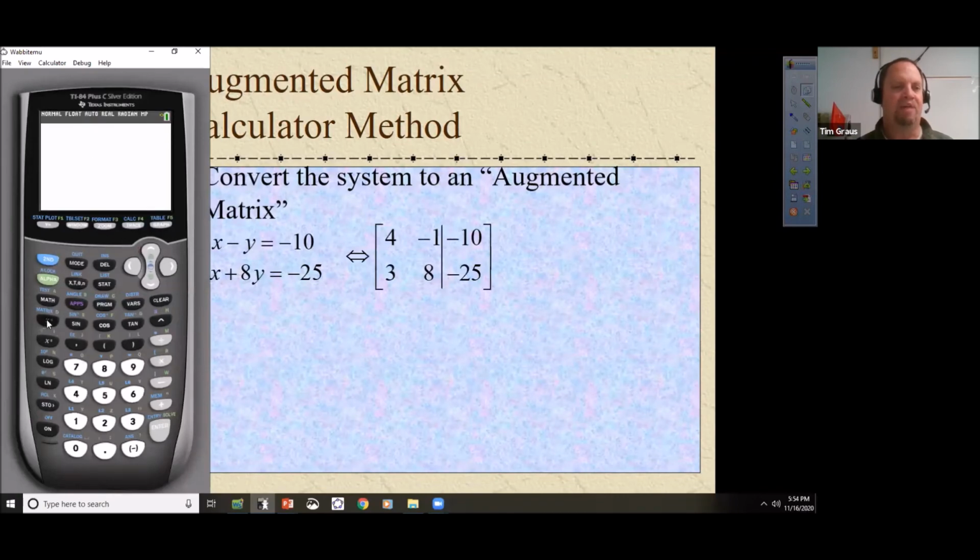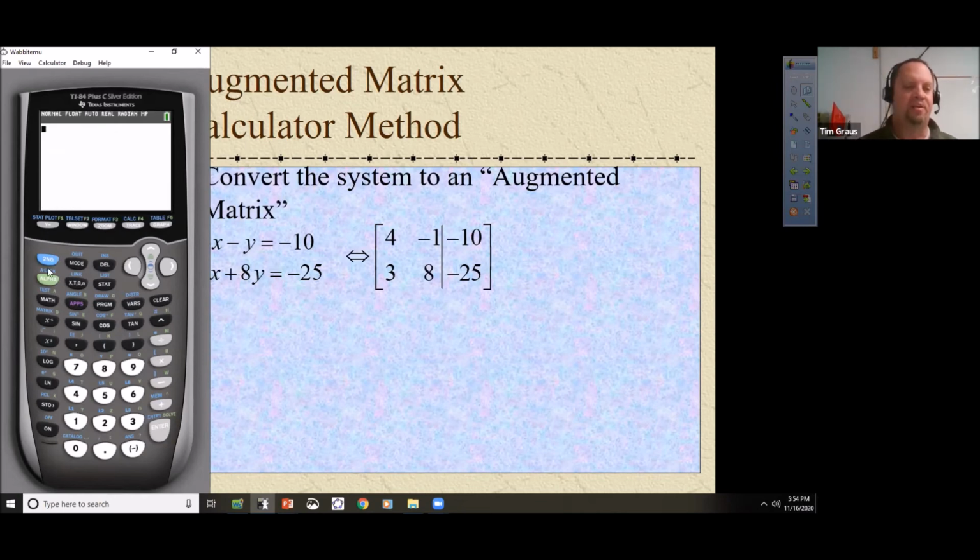Hit second matrix, go over to edit, and you can just edit over top of a previous matrix. So I usually just choose A again. And this time I want it to be 2 rows and 3 columns. So I make sure that's the correct size. It does look correct. Put in the numbers I want: 4, -1, -10, 3, 8, -25. Hit enter and go back and check my values. Everything seems accurate, so I hit second quit.